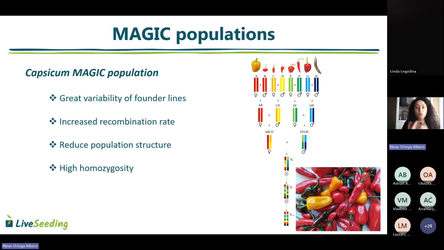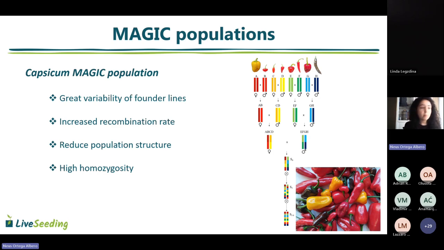That means that this next generation could be used for analyzing complex traits like adaptation to abiotic stresses, adaptation to low input or organic conditions, or even finding relations between the genome and traits like yield or fruit quality, or even improved taste.